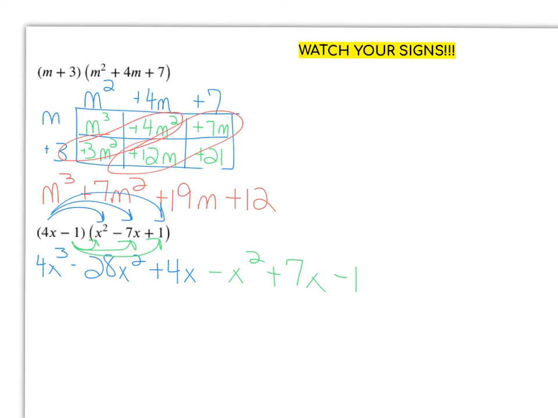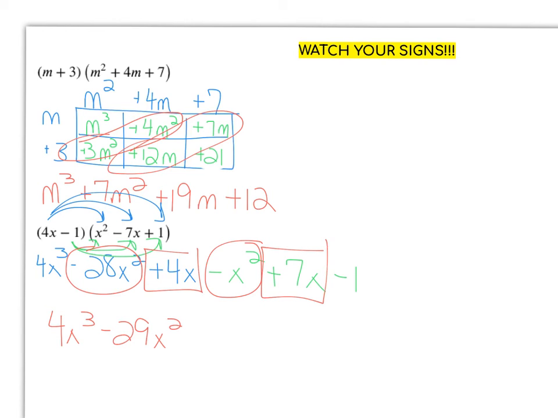So I'm going to look for my like terms. 4x cubed, I have a negative 28x squared and a negative 1x squared. That's going to be negative 29x squared. I've got a positive 4x and a positive 7x, that's plus 11x, and then minus 1, okay? So the box method, you sort of see your like terms a little easier, but you still can do whatever way you like. So this is all we're going to do with this. We're going to try this a few times and make sure we know what's going on, and now we're ready to practice.